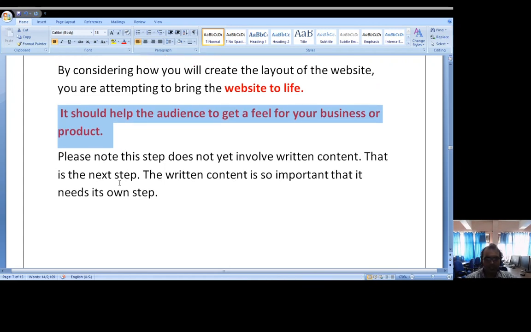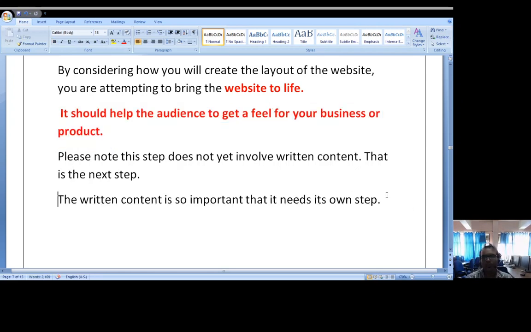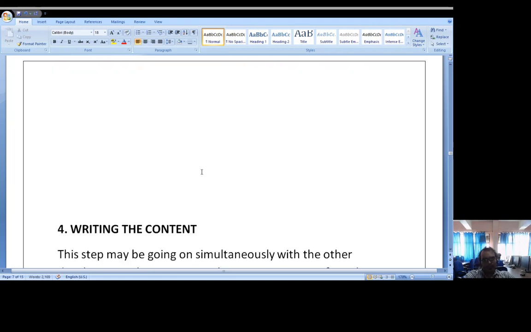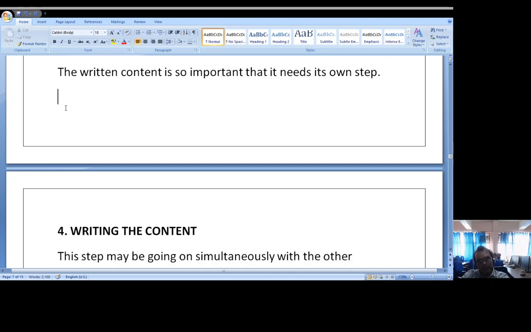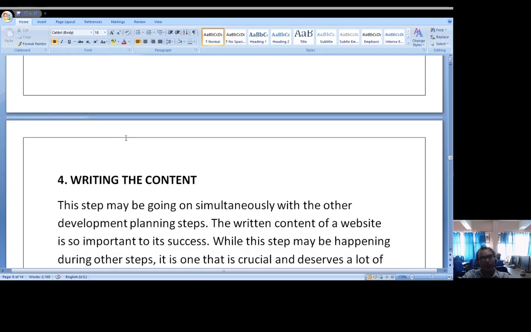Please note this step does not yet involve written content. That is the next step. The written content is so important that it needs to be its own step. Now, we did our R&D. We set our goal. We structured our website. We wireframed our website for the visual representation. We laid out our things through images, through videos, through content demanded by the target audience.